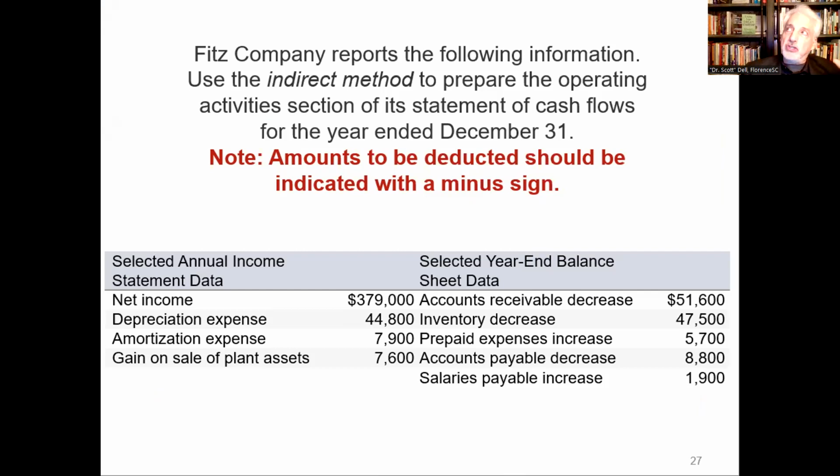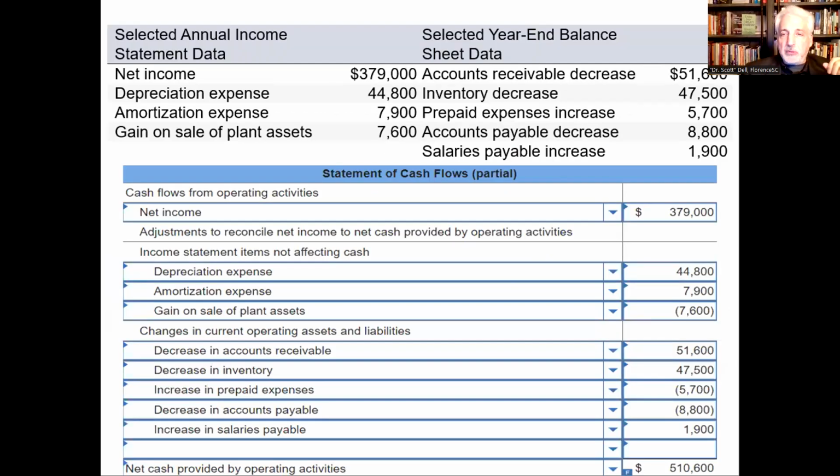Then we have a receivable decrease. If the receivables decrease, oh, we got paid. Yeah, that's a source of funds. That's a plus on our cash flow from operations. Inventory decrease, same sign, same idea. Okay. Asset prepaid expenses. So here's what it looks like.